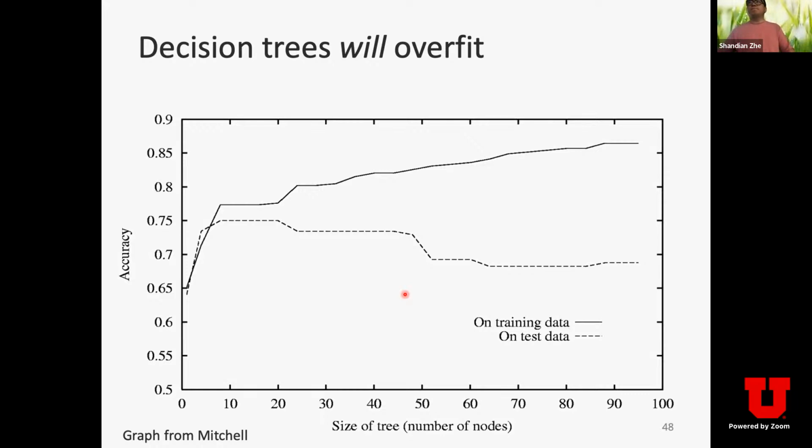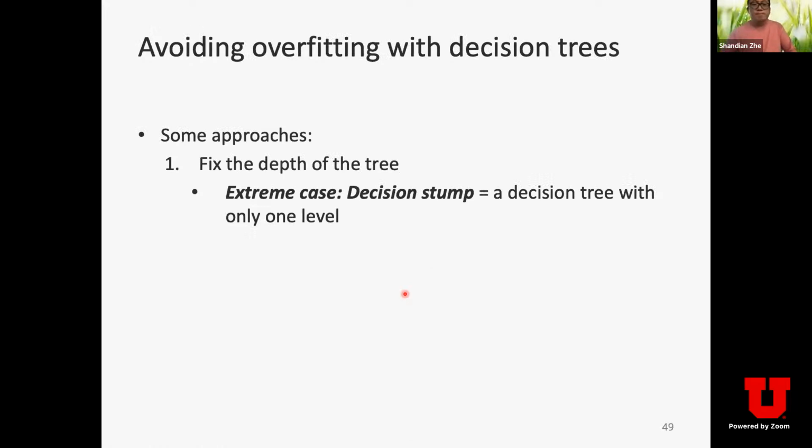Okay. So now, how can we avoid overfitting in decision trees? The strategy is to restrict the tree size. I don't want my tree to grow arbitrarily large. So the most straightforward approach is to fix the depth of the tree.